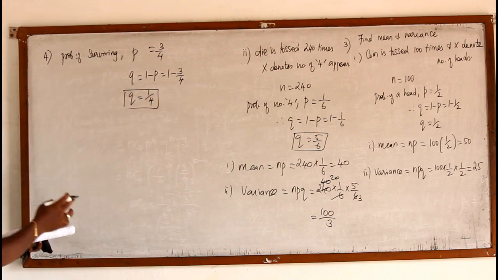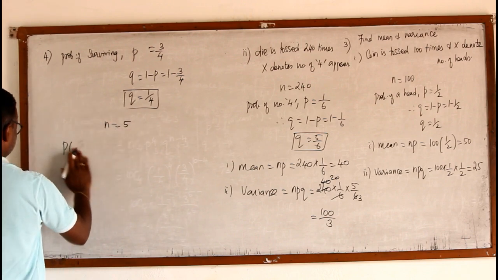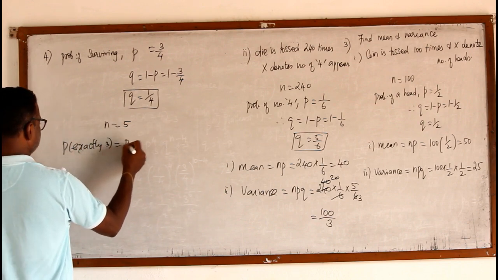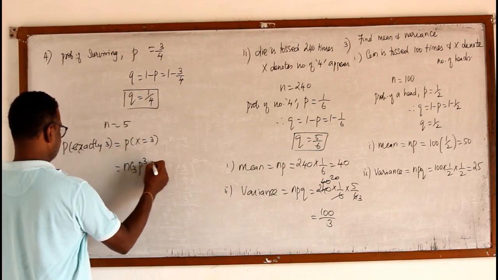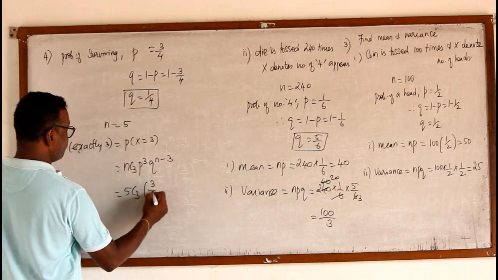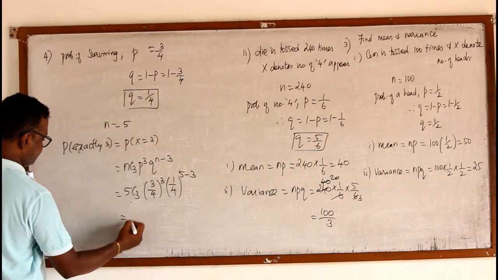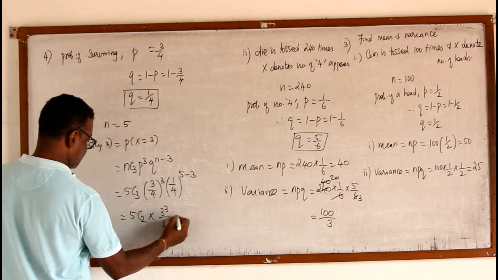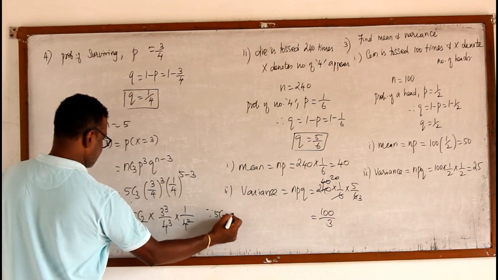Now, probability of exactly 3 of the 5 components. So, n equal to 5. Probability of exactly 3, that means P of x equal to 3. Formula is nC3, p power 3, q power n minus 3. n is 5C3, p is 3 by 4 the whole cube, q is 1 by 4 whole power 5 minus 3. 5C3 can be written as 5C2 into 3 cube by 4 cube into 1 by 4 square, because 5C3 equals 5C2.